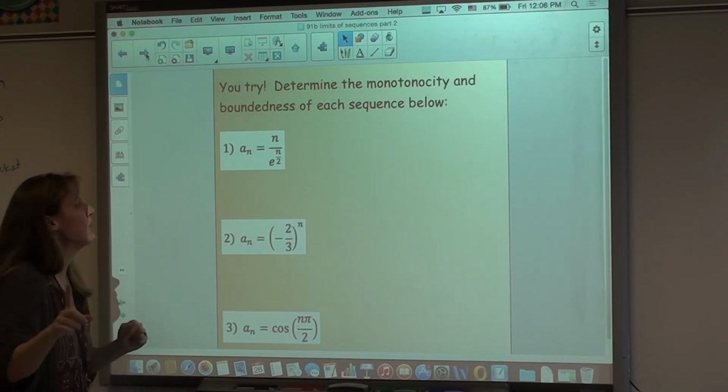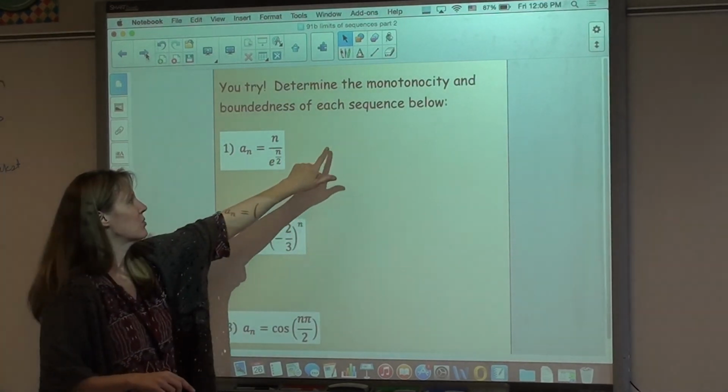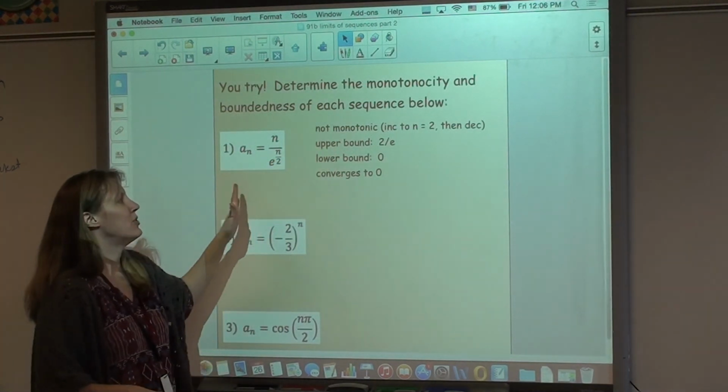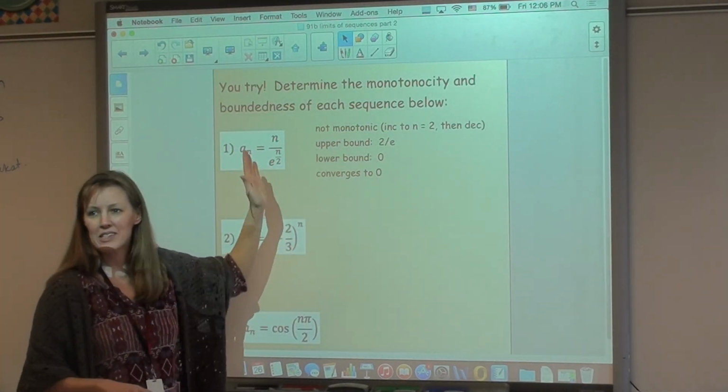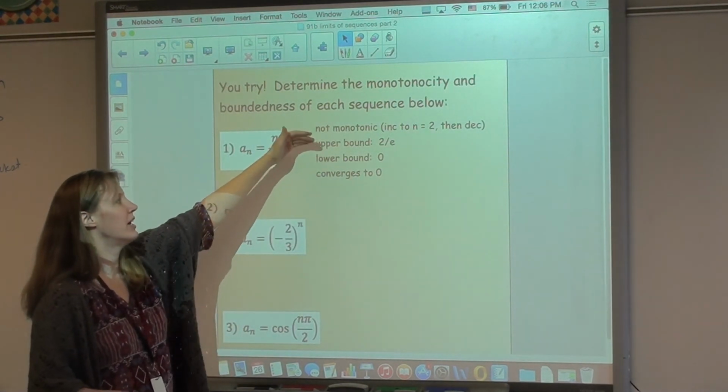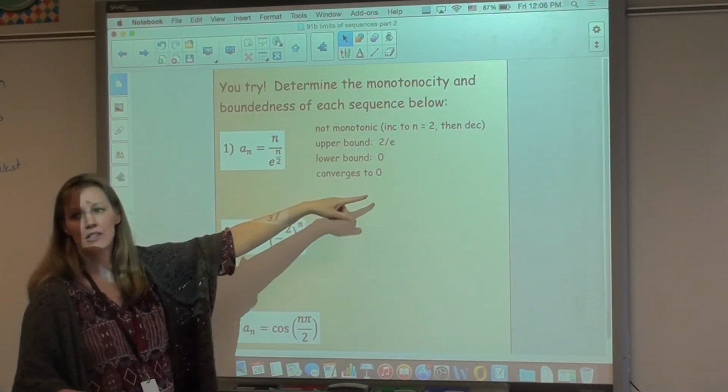All right, so for the video, for the first one, you'll see it automatically just by listing the first few terms, but it does still have an upper and lower bound, and it does converge.